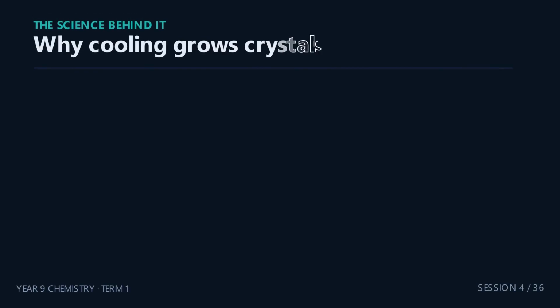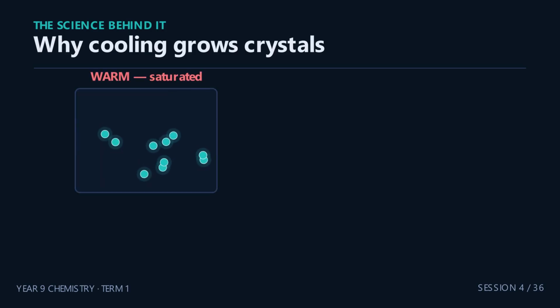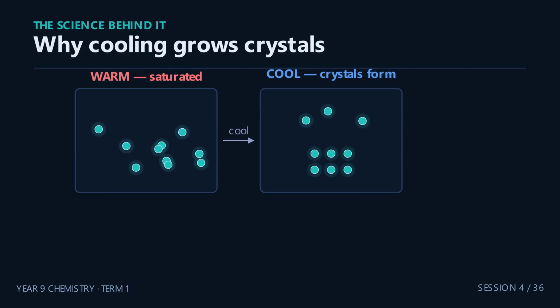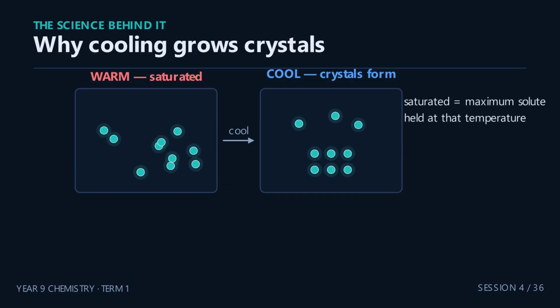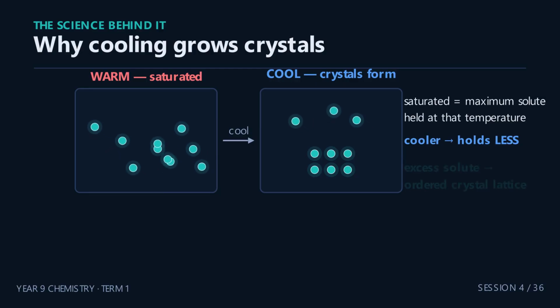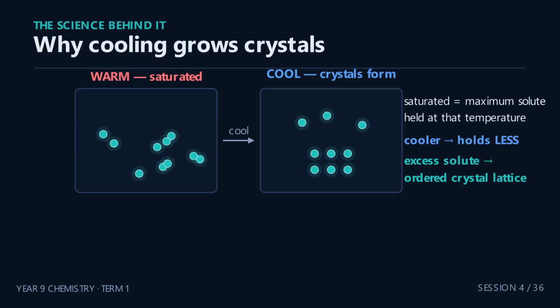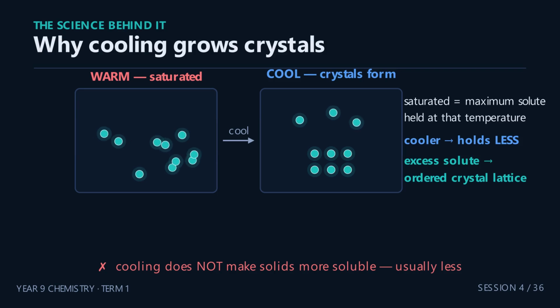Why does cooling produce crystals? Because for many solids, solubility falls as temperature falls. A saturated solution holds the maximum amount of dissolved solute possible at a stated temperature. Cool it down and it can hold less. The excess solute comes out of solution and its particles arrange into an ordered solid crystal lattice. And note, cooling does not make solids more soluble. It usually makes them less soluble. That is the whole trick.